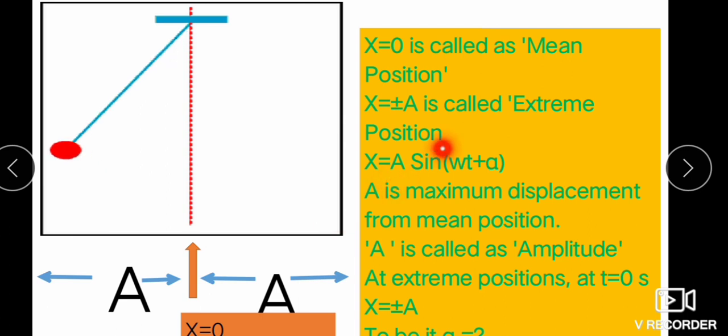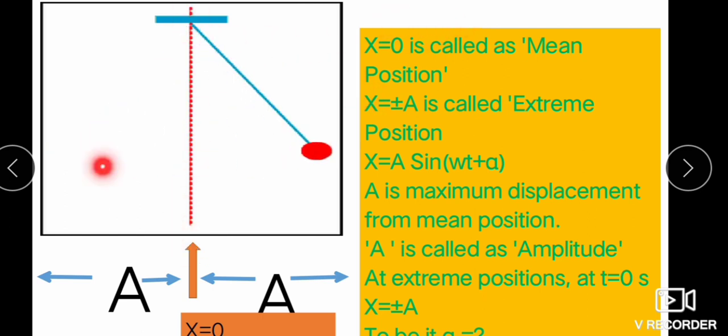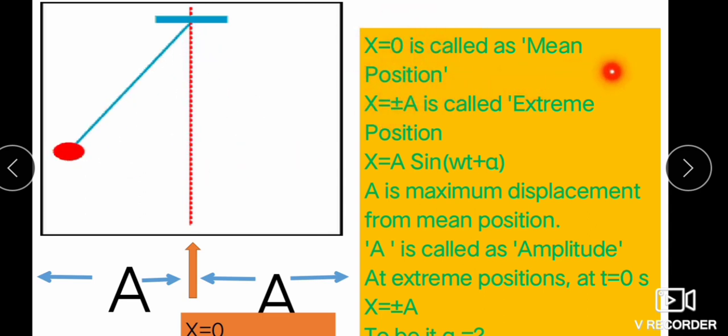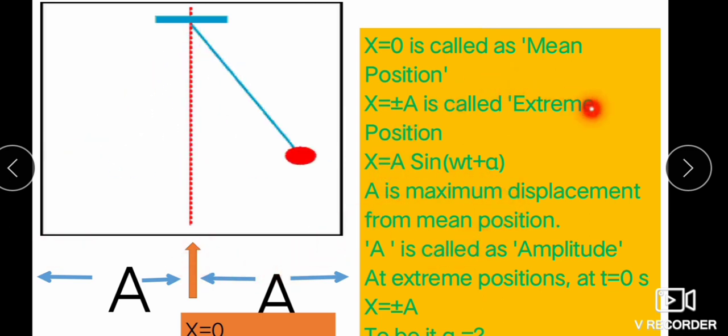It performs the repeated set of movements about x equal to 0, that is the mean position. Mean position is defined as the position about which the repeated set of movement is performed. X equal to 0 is known as the mean position, and we can see in the diagram the maximum distance covered from the mean position is A, and this maximum displacement covered from the mean position is known as amplitude. Amplitude is defined as the maximum displacement from the mean position.